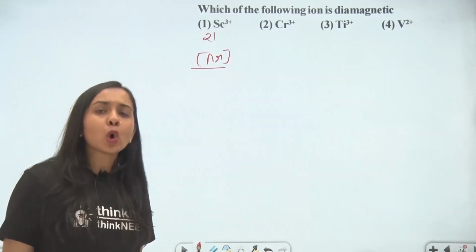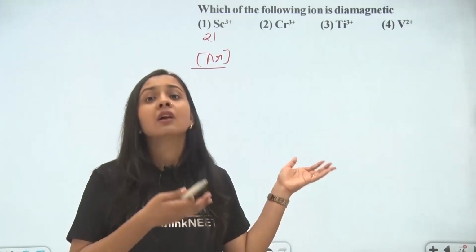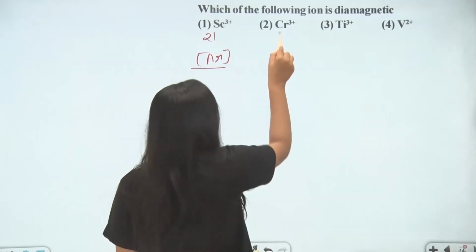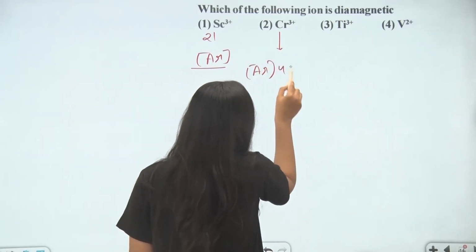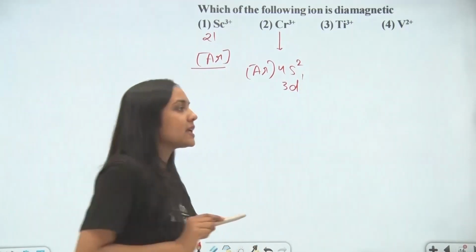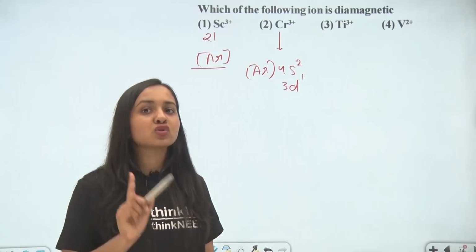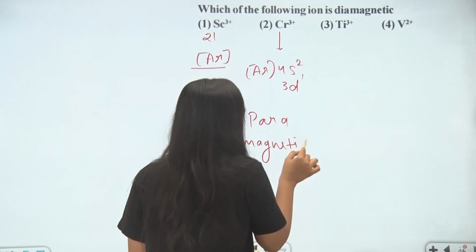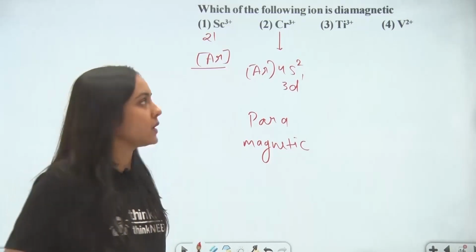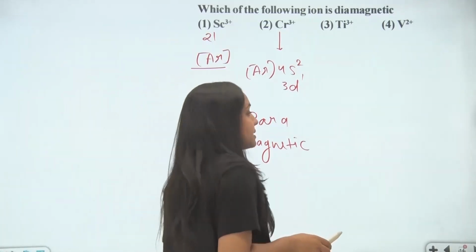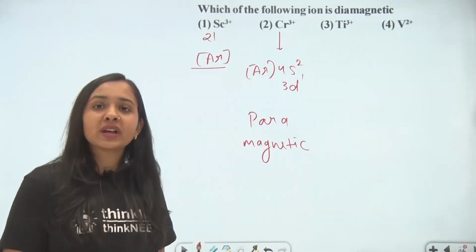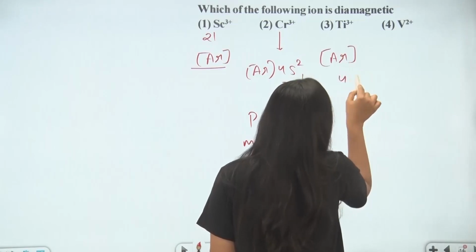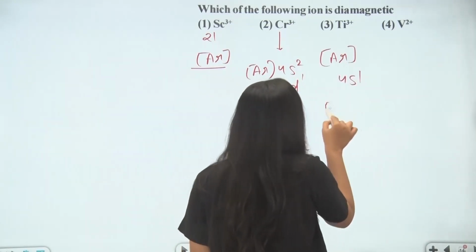Now Cr+3. Chromium has atomic number 24, but because it has +3 oxidation state, that means it contains only 21 electrons, right? So the electronic configuration of Cr+3 is argon 3d3. Now you can see that this chromium+3 contains unpaired electrons, so it shows paramagnetic behavior. If a species contains any unpaired electron, then it will show paramagnetic behavior. Next is titanium+3. Titanium has atomic number 22, but because it shows +3 oxidation state, that means it contains 19 electrons, right? So the electronic configuration will be Ar 4s1. It contains one unpaired electron, that's why it shows paramagnetic behavior.